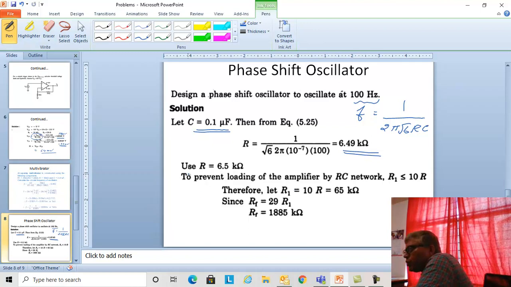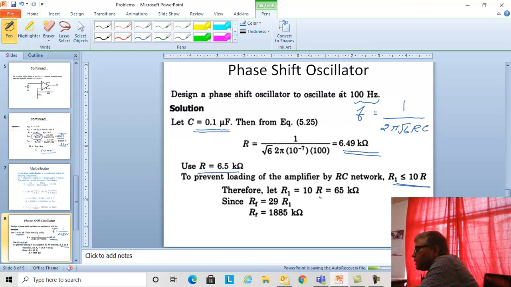So R is 6.5 kilo ohm, that is a practical value you can take. Then to prevent loading of the RC network, we take R1 less than or equal to 10R. So R1 is 10, R is 6.5 kilo ohm. Let R1 we have taken as 10.